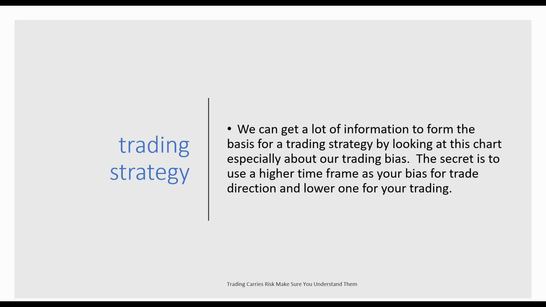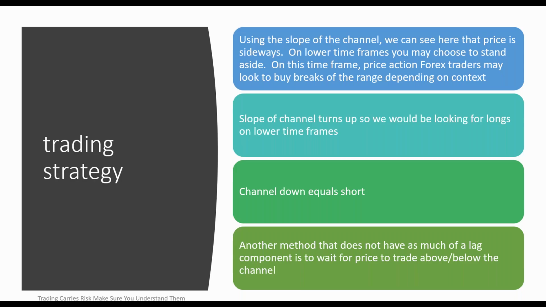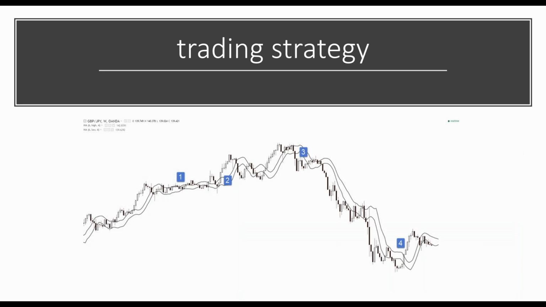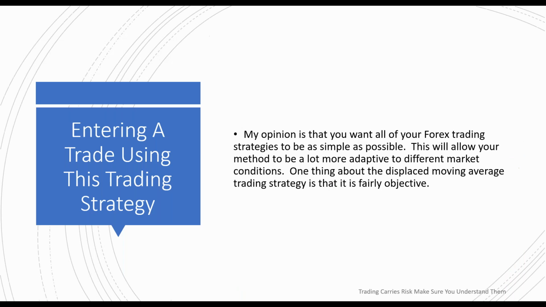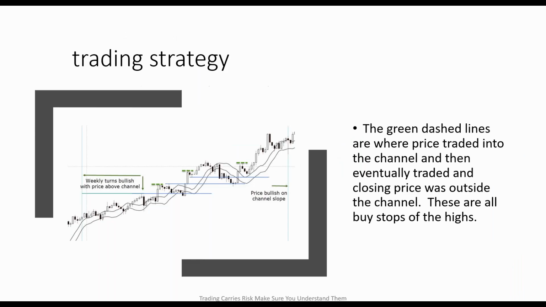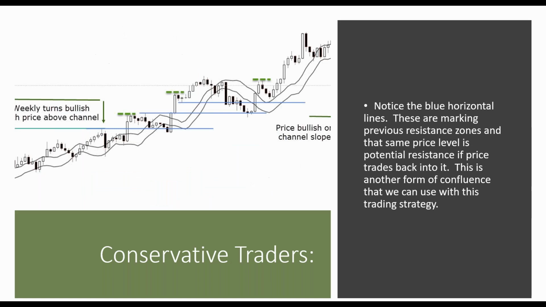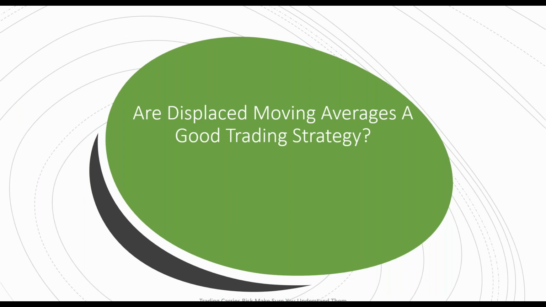We can get a lot of information to form the basis for a trading strategy by looking at the charts, especially about our trading bias. The secret is to use a higher time frame as your bias for trading direction, a lower one for your trading. So displaced moving averages offer a lot of new opportunities.